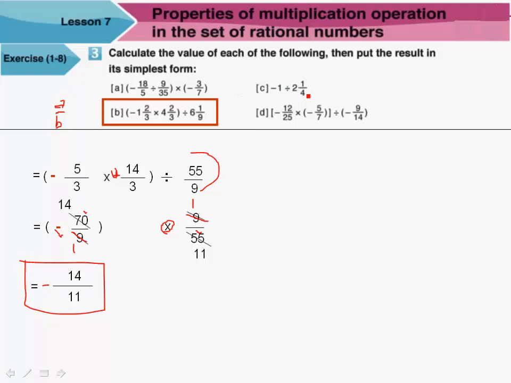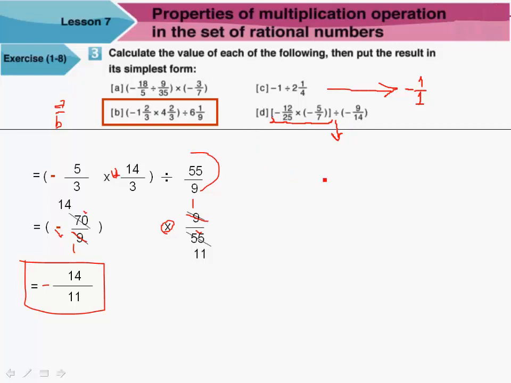Of course, for C it is very easy. You can solve by yourself, but here put minus 1 as minus 1 over 1. Put it in the form. Always put the rational number in the form of A over B. And this will be 4 times 2 is 8 plus 1 is 9. It will be 9 over 4. You have to solve this multiplication first and then finish the division.